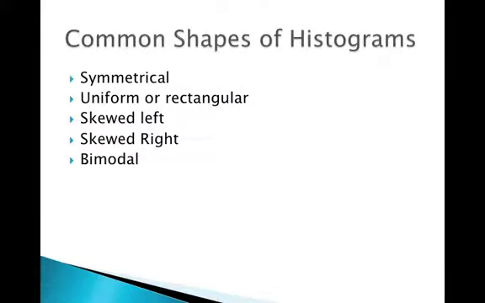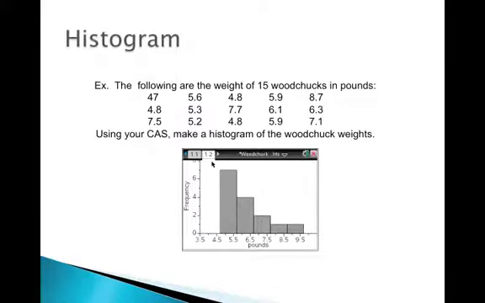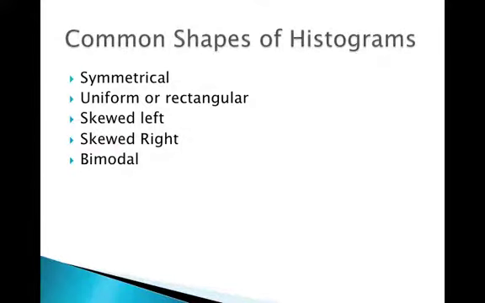All right, common shapes of histograms, because I can tell the shape really clearly from this. This is skewed right, and you'll understand why in just a minute. There are several common shapes of histograms. They can be symmetric or symmetrical. Your book uses the word symmetrical. Other books use the word symmetric. Uniform or rectangular. They can be skewed left or skewed right.